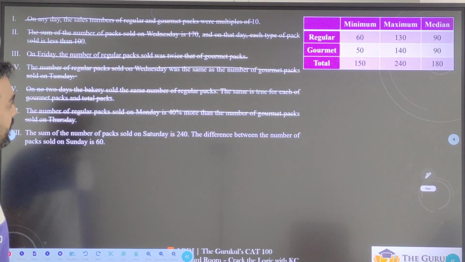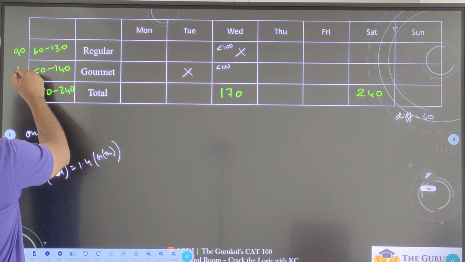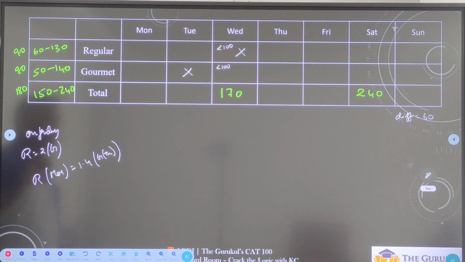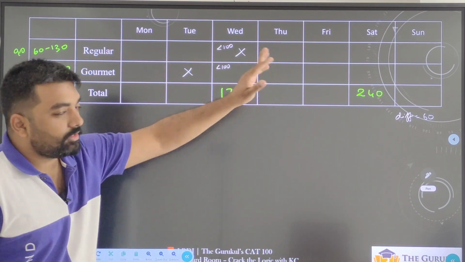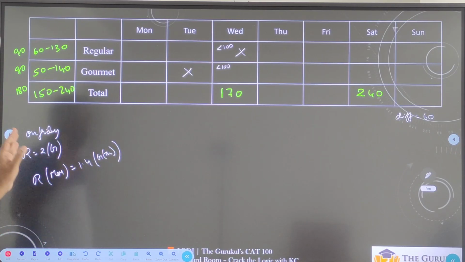Okay, and the median values are given, which are 90, 90 and 180. Now, what is median? Median means if I write all the 7 numbers in increasing order, I'll have 7 numbers: Monday, Tuesday, Wednesday, Thursday, Friday, Saturday, Sunday. If I write all the 7 numbers in increasing order, the center value will be the median value.